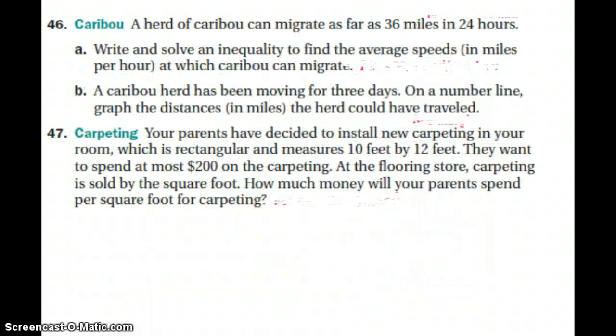Here's a word problem. A herd of caribou can migrate as far as 36 miles in 24 hours. You're going to write and solve an inequality to find the average speed in miles per hour at which caribou can migrate. And then a caribou herd has been moving for 3 days. On a number line, graph the distance in miles the herd could have traveled. And in 47, you'll read the question and then solve the problem. You will need to do a number line graph for B. We're going to pause the video here so that you have some time to solve the word problems.